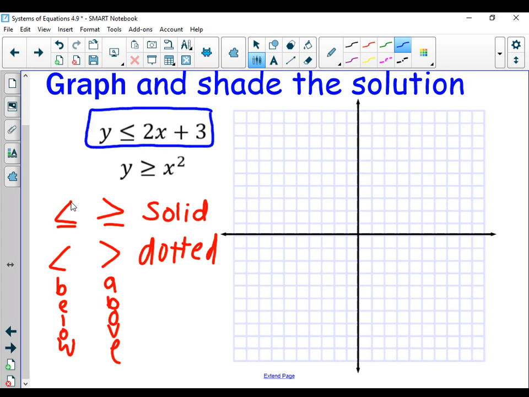Where do we start? You start at +3. So that is our what? Y-intercept. And then we have a slope of how much? 2. So up 2 over 1.